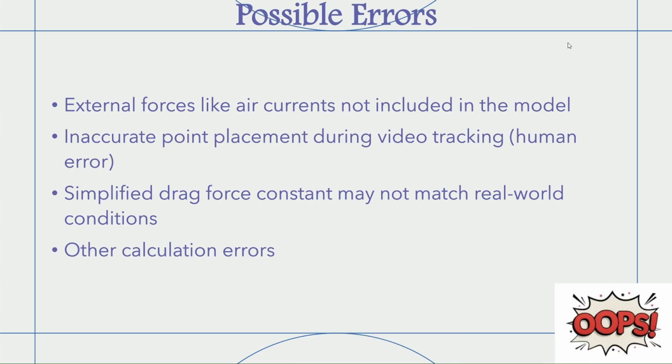A possible source of error for this lab is, firstly, external influences like air currents or slight vibrations could have affected the slinky's motion, which our model does not account for. Another factor is human error in using the Tracker software and manually placing the center of mass. Also, while we used the drag force constant to simulate air resistance, this value was adjusted through trial and error. The simplification might not fully capture the real-world drag acting on the slinky, leading to small deviations in our predictions.